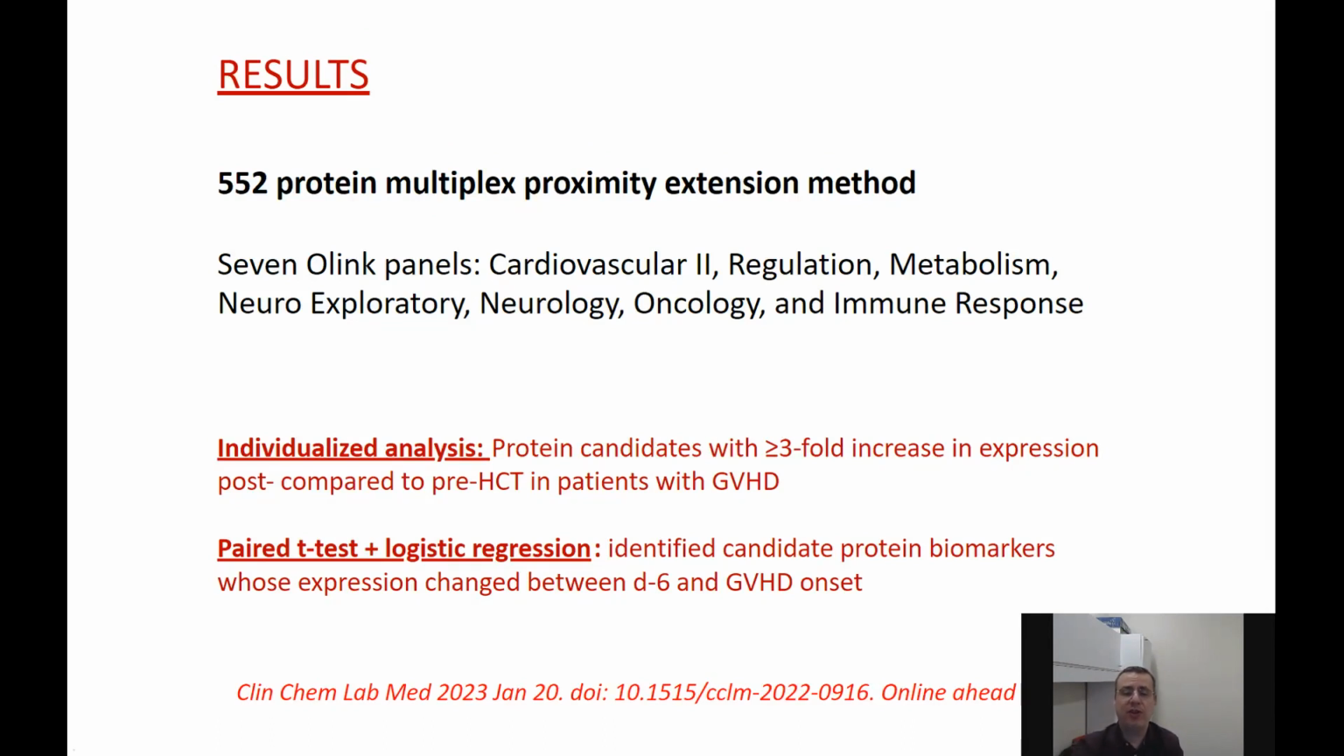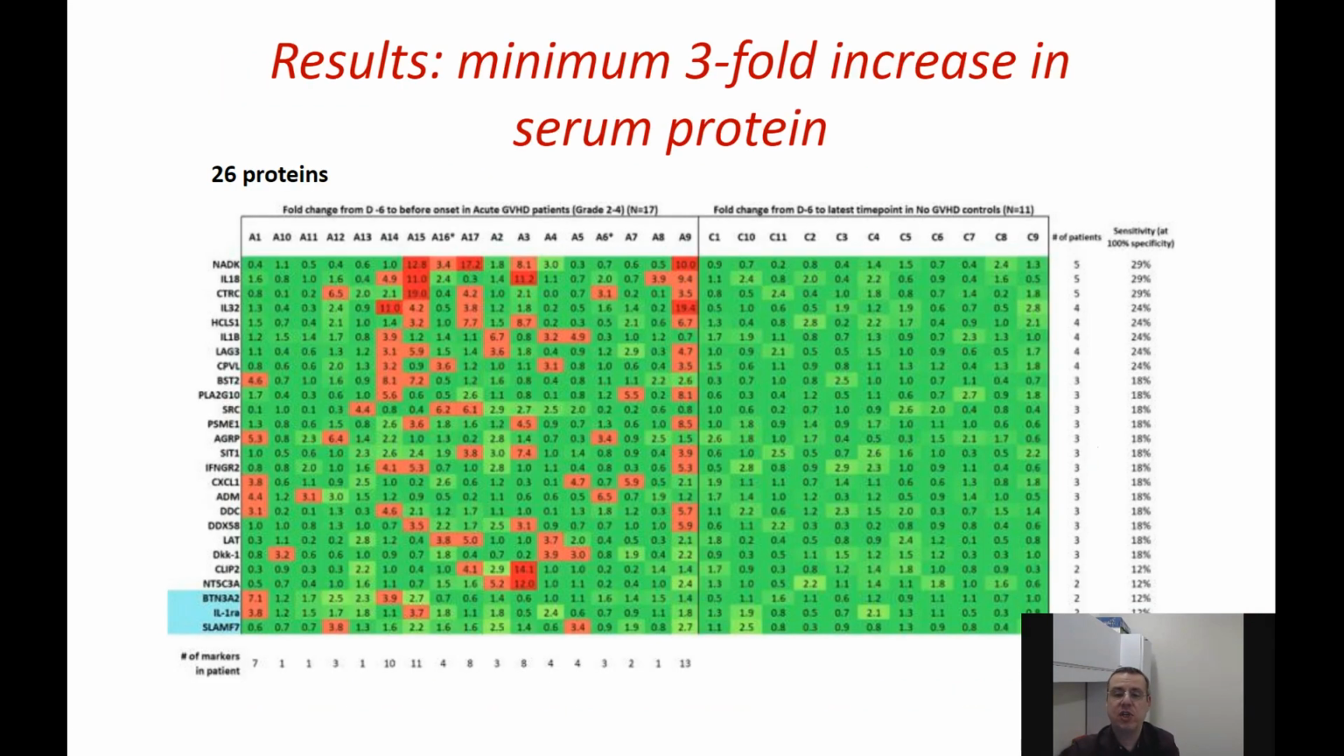And we performed 2 different types of analysis of the results. One was an individualized analysis where protein candidates with an equal or more than 3-fold increase in protein expression post baseline compared to pre in patients with GVHD. And the other analysis we performed was a paired t-test followed by logistic regression, after which we identified candidate protein biomarkers of significance. So this was with the individualized analysis. This heat map demonstrates which proteins were significant and had a more than 3-fold increase just before development of graft-versus-host disease compared to controls.